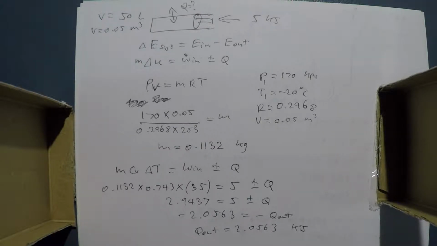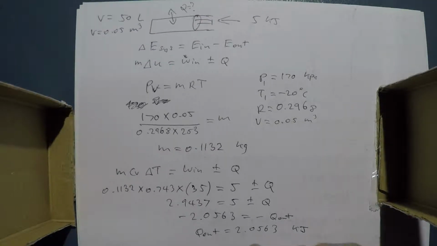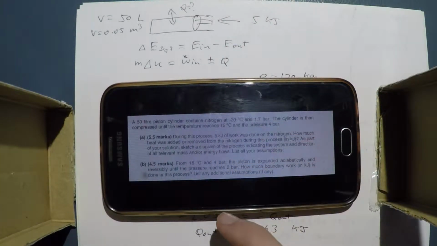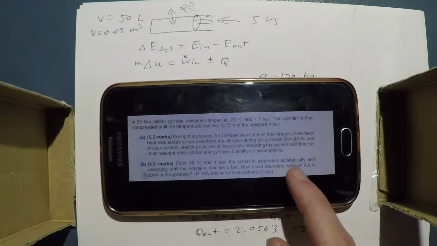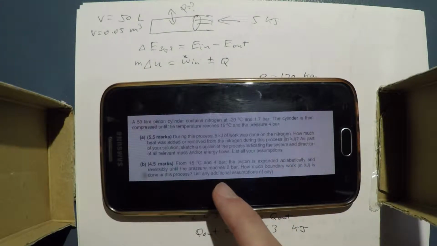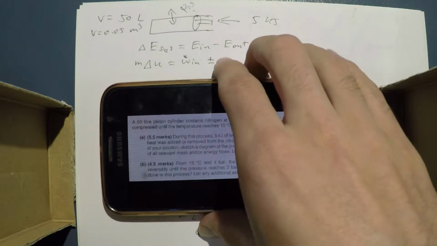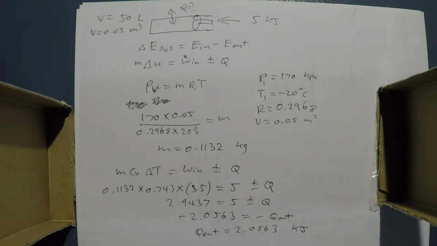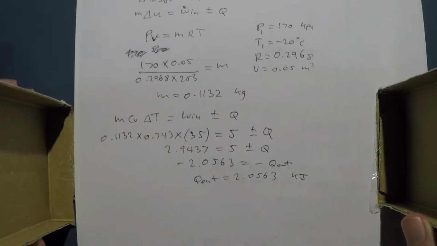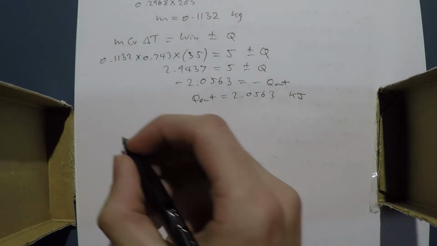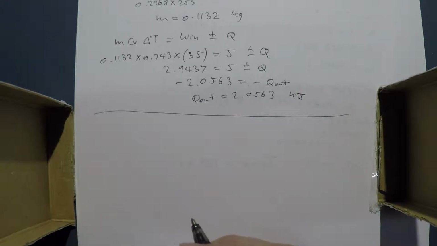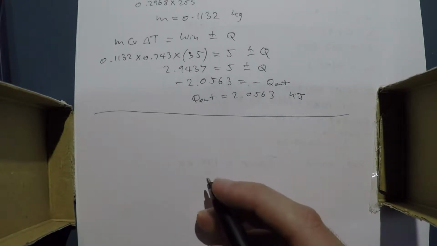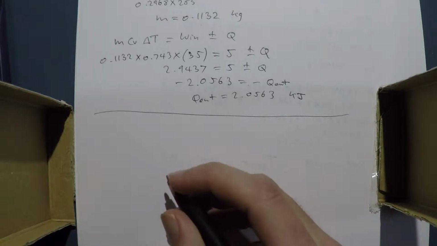Okay, so the second part of the question asked us, from 15 degrees and 4 bar, the piston is expanded adiabatically and reversibly until the pressure reaches 2 bar. How much boundary work in kilojoules is done in this process? Alright, so since it says it's a reversible process, that means that delta S, the change in entropy, is 0. So we can use this formula.